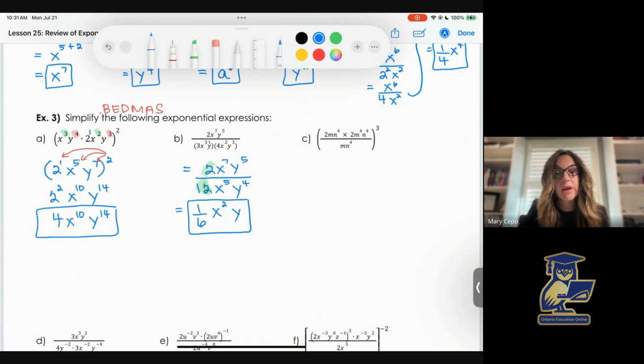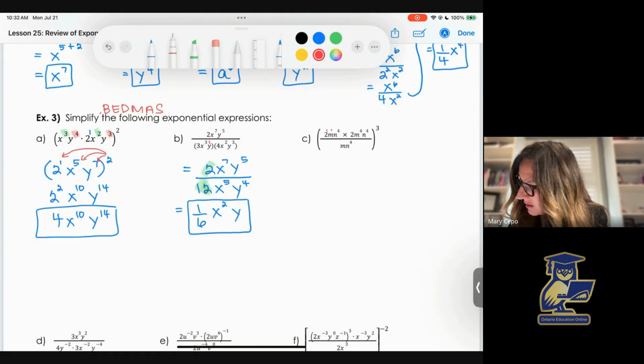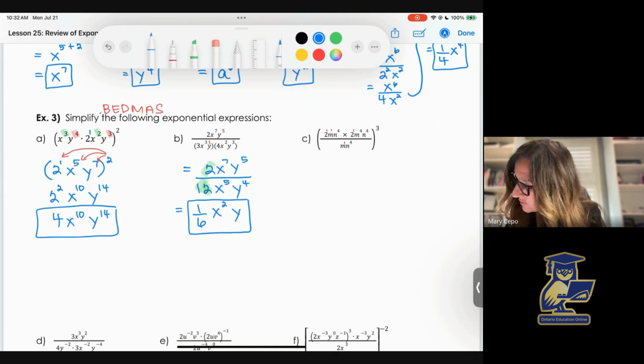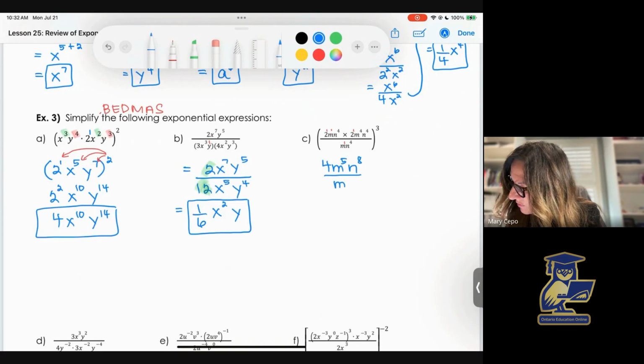Okay, looking at C. Again, always following BEDMAS, we're going to simplify everything in the brackets first before we take it to the exponent of 3. So again, when we're multiplying powers with the same base, we add their exponents. Okay, reminding yourself to put in those exponents of 1 because even though we don't see anything, we know it's a 1. So we can say 2 to the power of 2, or we can just multiply those. 2 times 2, which is 4. m to the power of 1 plus 4, which is 5. n to the power of 4 plus 4, which is 8. All over m to the power of 1, n to the power of 4, all to the power of 3.